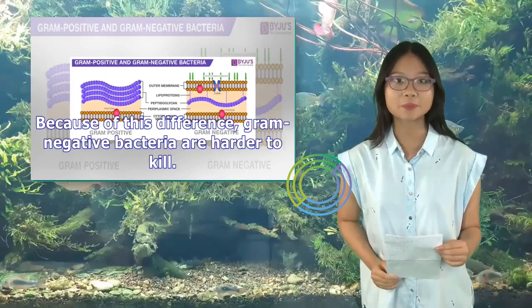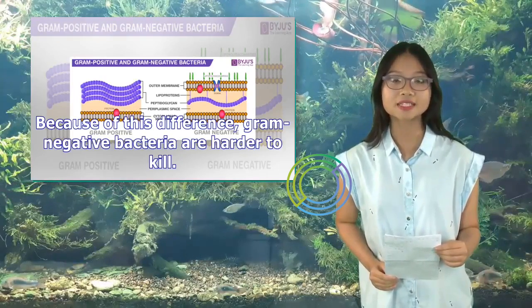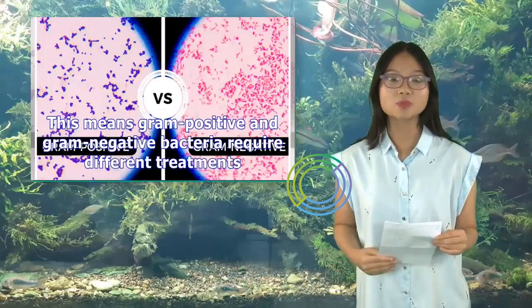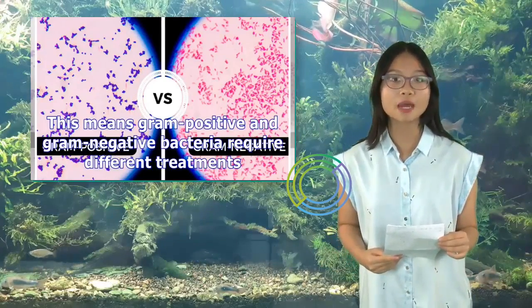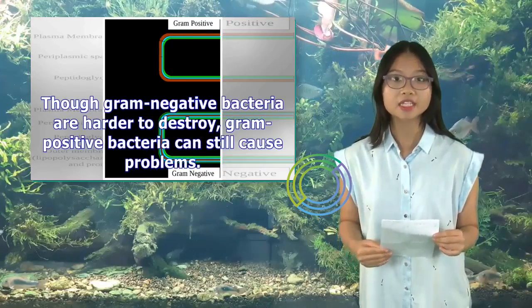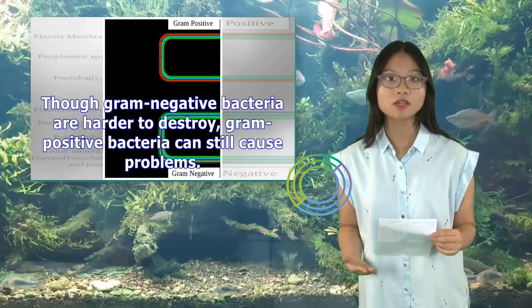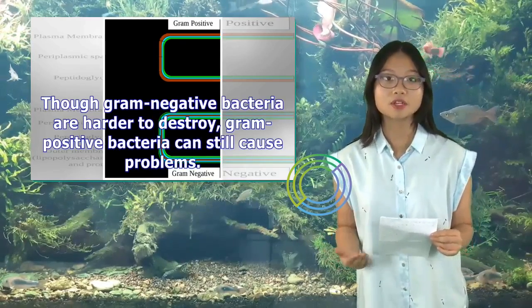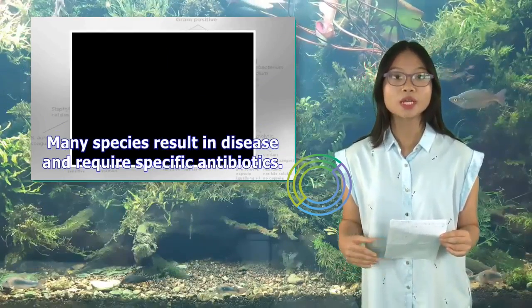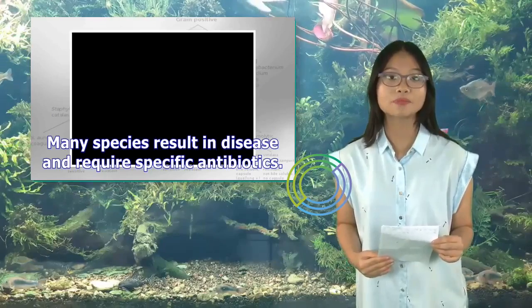Because of this difference, gram-negative bacteria are harder to kill. This means gram-positive and gram-negative bacteria require different treatments. Though gram-negative bacteria are harder to destroy, gram-positive bacteria can still cause problems. Many species result in disease and require specific antibiotics.